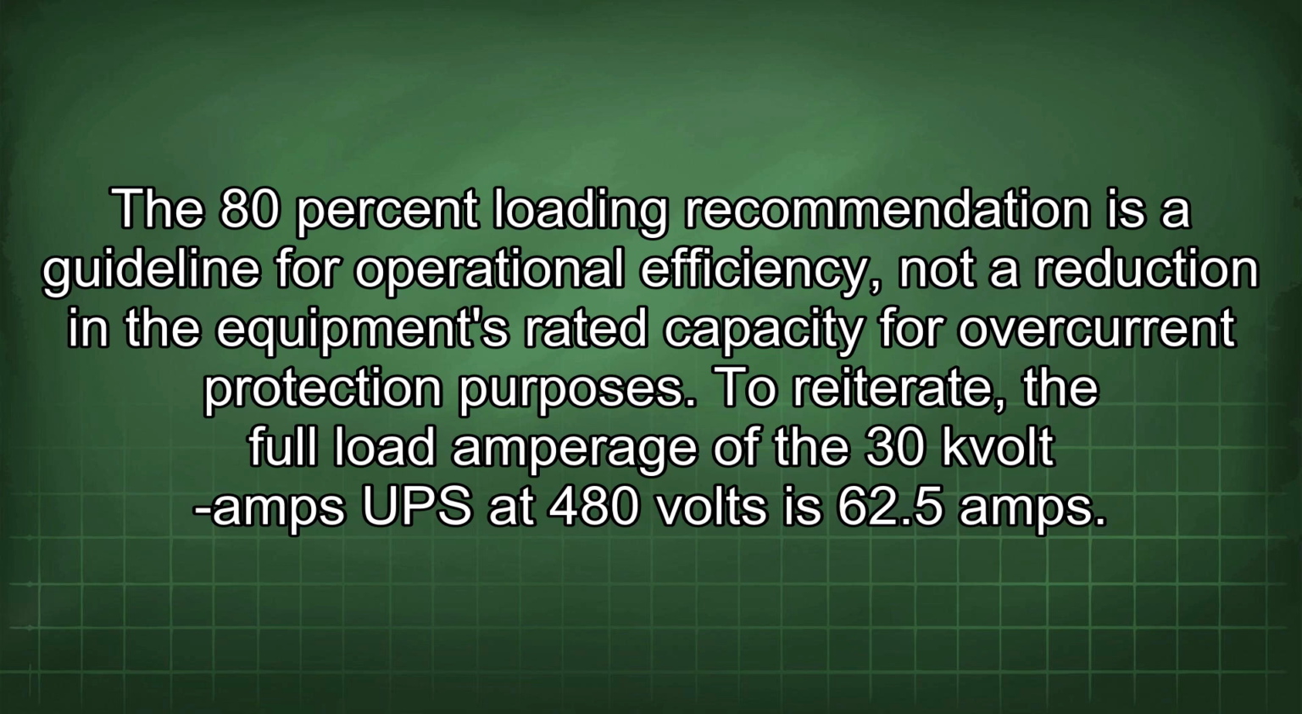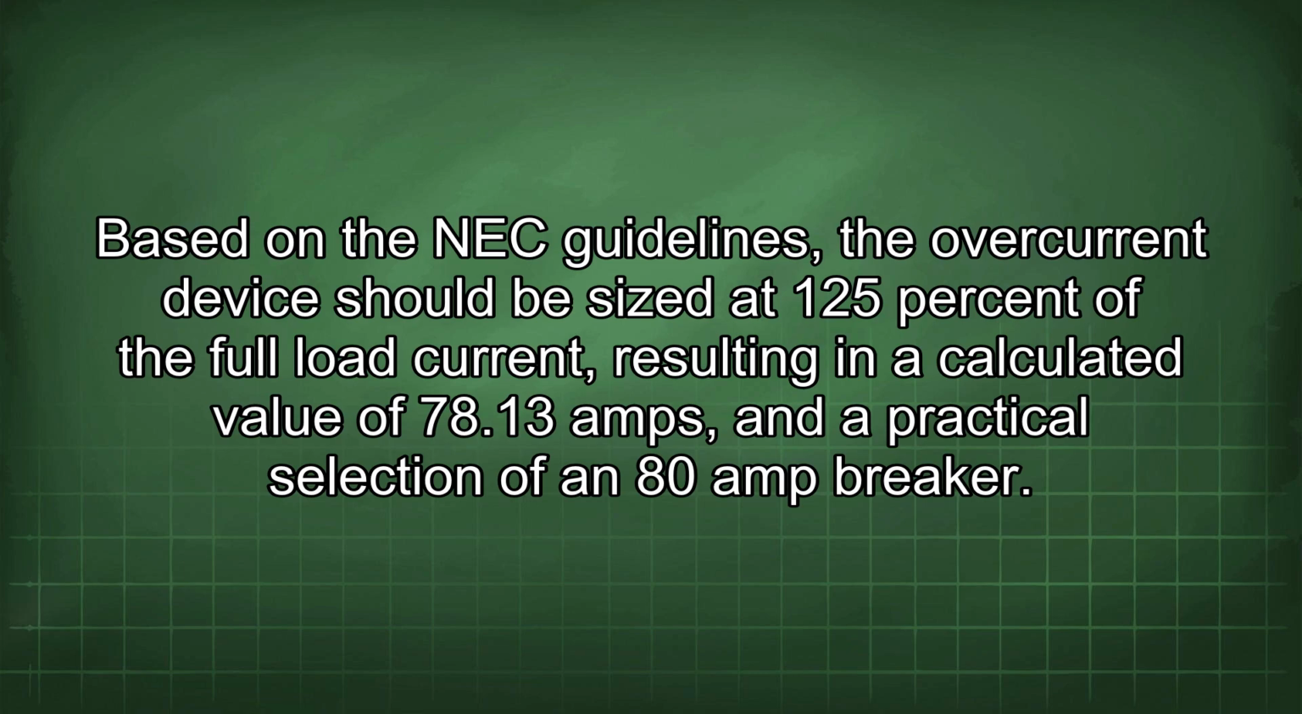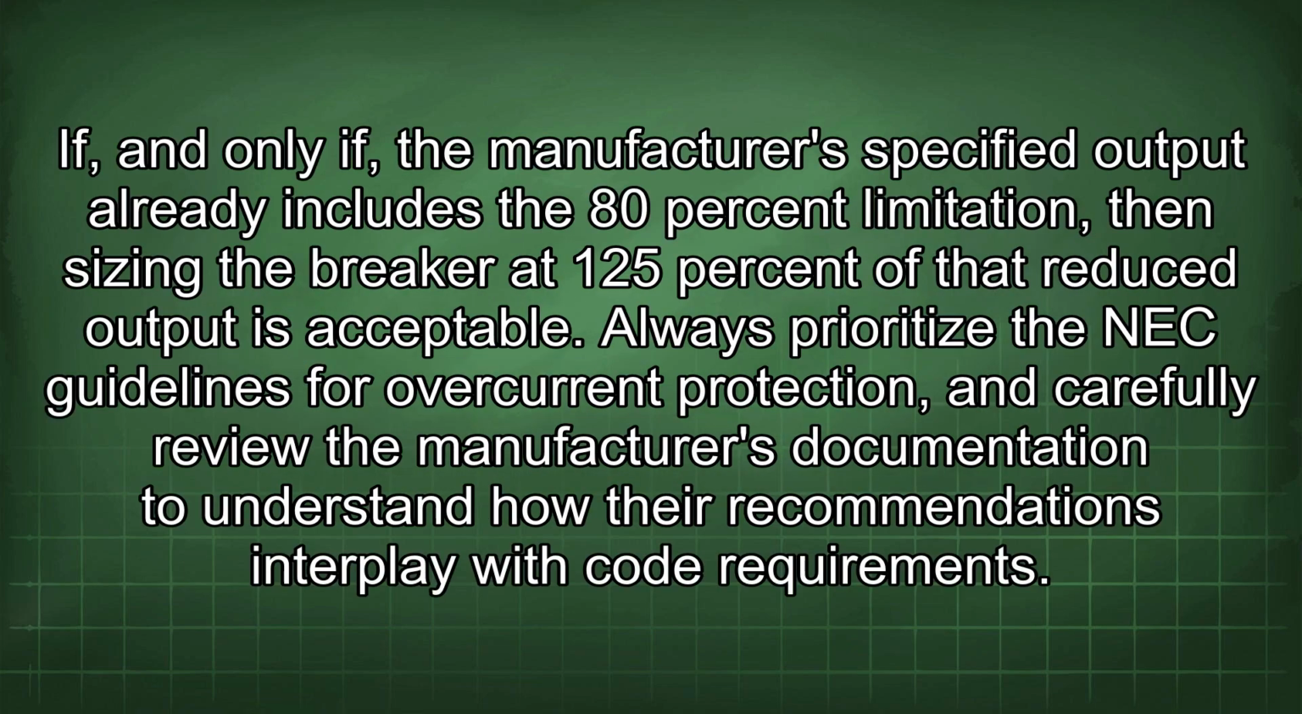To reiterate, the full load amperage of the 30 kVA UPS at 480 volts is 62.5 amps. Based on the NEC guidelines, the overcurrent device should be sized at 125% of the full load current, resulting in a calculated value of 78.13 amps and a practical selection of an 80 amp breaker. If, and only if, the manufacturer's specified output already includes the 80% limitation, then sizing the breaker at 125% of that reduced output is acceptable.